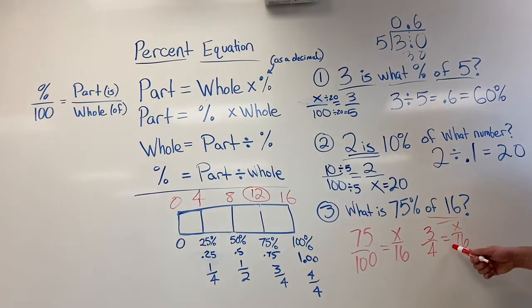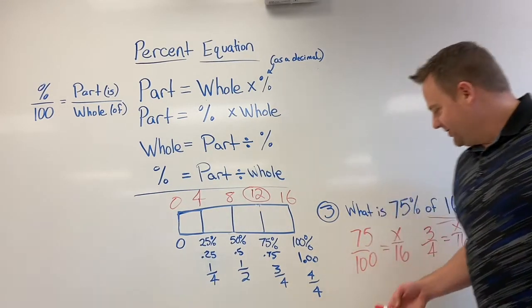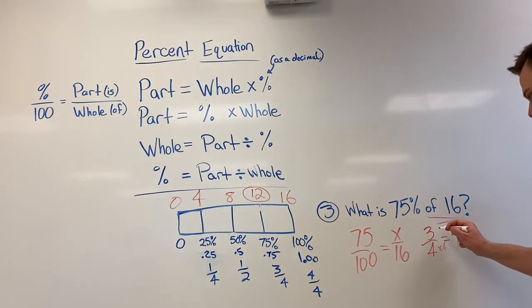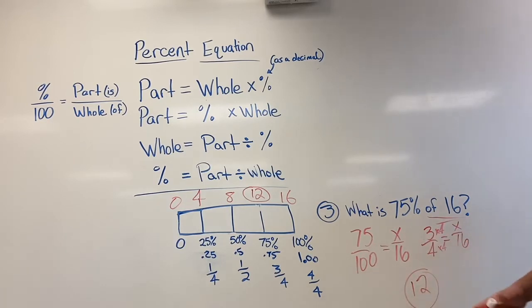Now, 4 times what is 16? So we have, magic, it disappeared. So we have 4 times 4 is 16. And 3 times 4 is 12. So again, 12 is the missing part here.